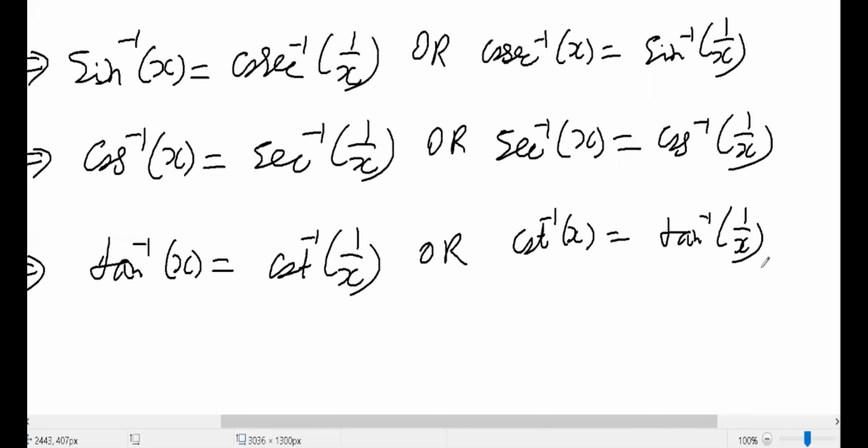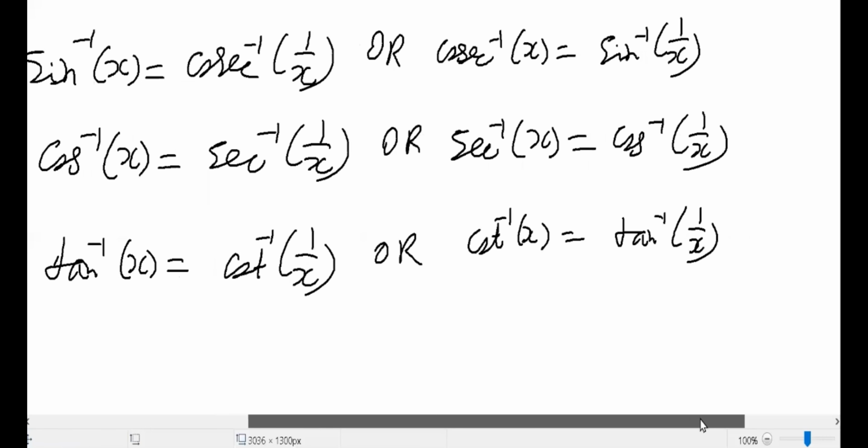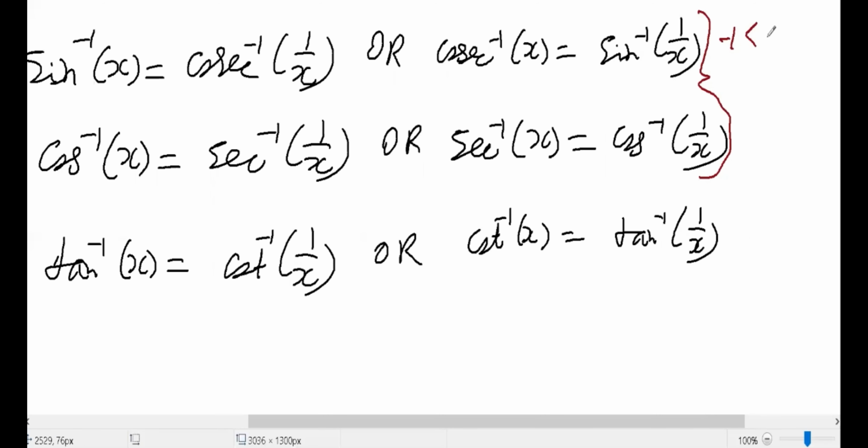But there is one small condition which is not mentioned in the formula. Let me mention that here. In these first two cases, the value of x should always lie between -1 and 1, and the value of x should not be equal to 0. Whereas in this one, there is another condition: x should be greater than 0. This is most important.